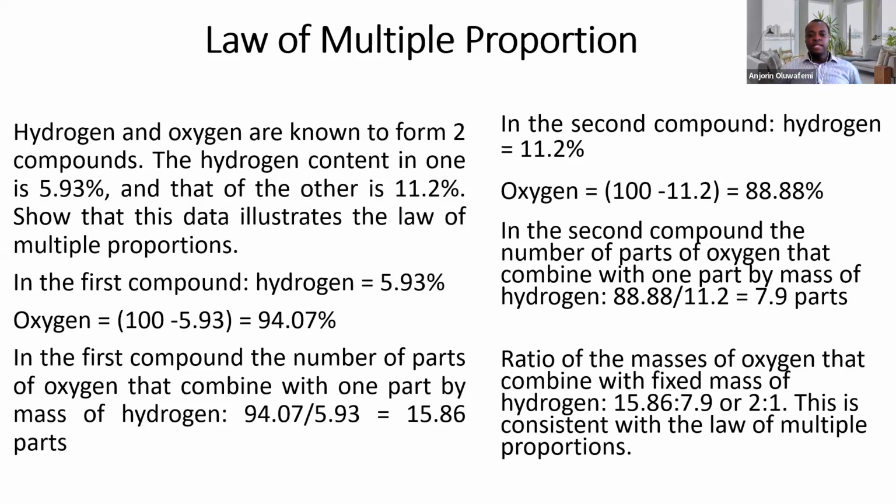Okay, now having said that, the ratio of the masses of oxygen that combined with a fixed mass of hydrogen is 15.86 from the first compound against 7.98 in the second compound. Or basically, when you do the division through, a ratio of 2 to 1. This is consistent with the law of multiple proportion. A ratio of whole numbers will always be arrived at. So this data is in conformity with the law of multiple proportion.